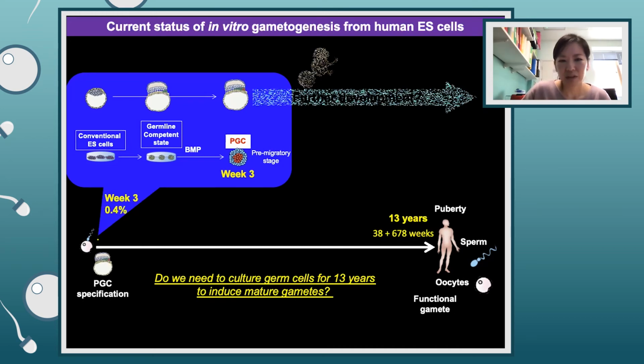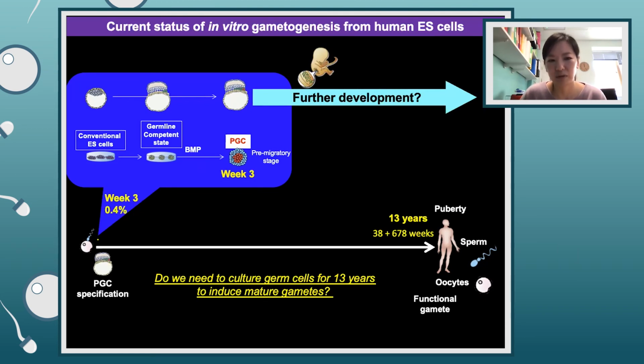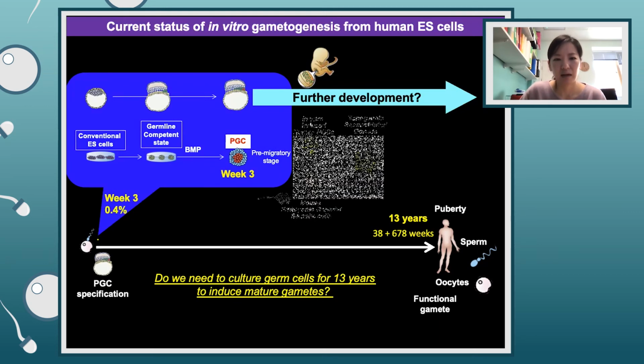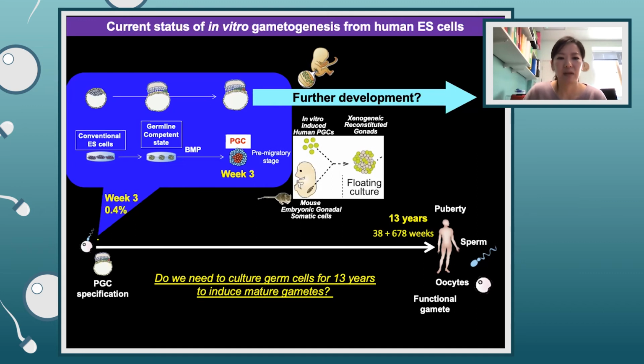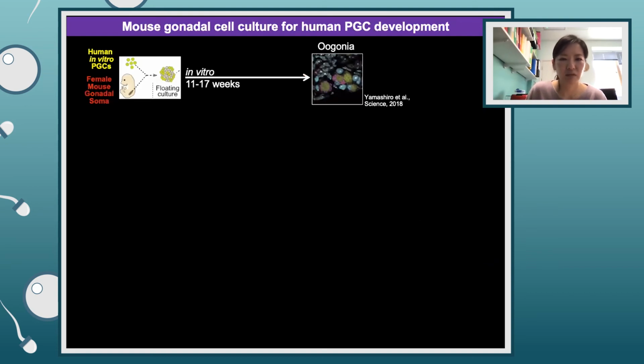However, there are some attempts to induce further development using in vitro induced nascent PGCs by mimicking the in vivo situation, developing further in the gonads, using mouse embryonic gonadal somatic cells, done by a Japanese group, Mitinori Saitou's lab. And this is to mix the two cell types, human in vitro induced PGCs and mouse embryonic gonadal cells, to create xenogenic reconstituted gonads. So this system successfully induced oogonia using female mouse gonadal somatic cells, by culturing for 11 to 17 weeks, which is 2 to 3 months.